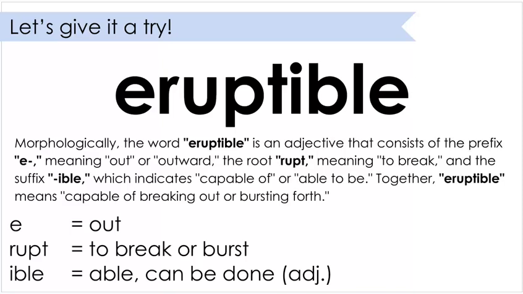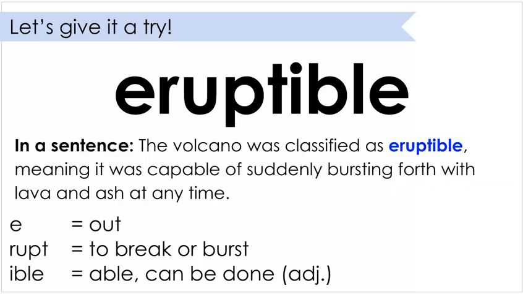Our new word is eruptible. Morphologically, the word eruptible is an adjective that consists of the prefix e, meaning out or outward, the word rupt, meaning to break, and the suffix ible, which indicates capable of or able to be. Together, eruptible means capable of breaking out or bursting forth. In a sentence, you would say the volcano was classified as eruptible, meaning it was capable of suddenly bursting forth with lava and ash at any time.